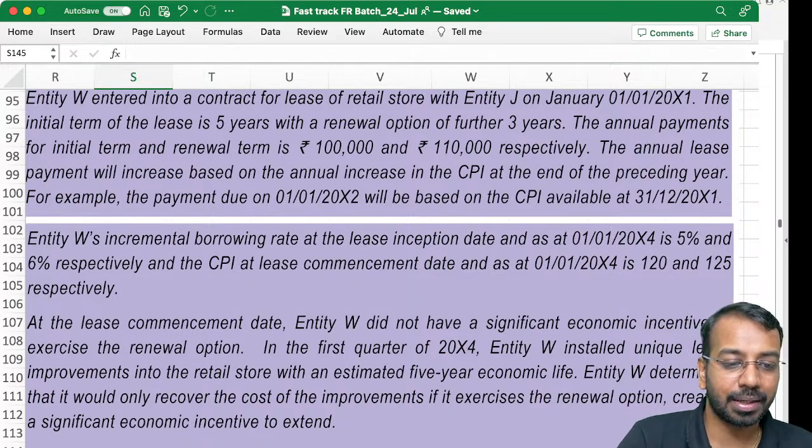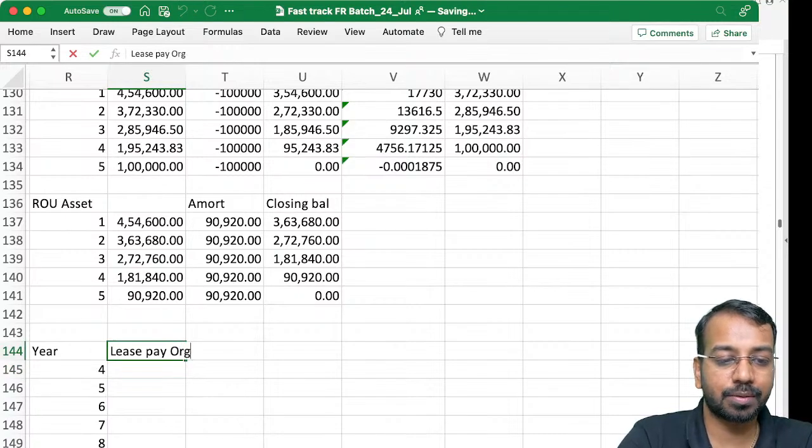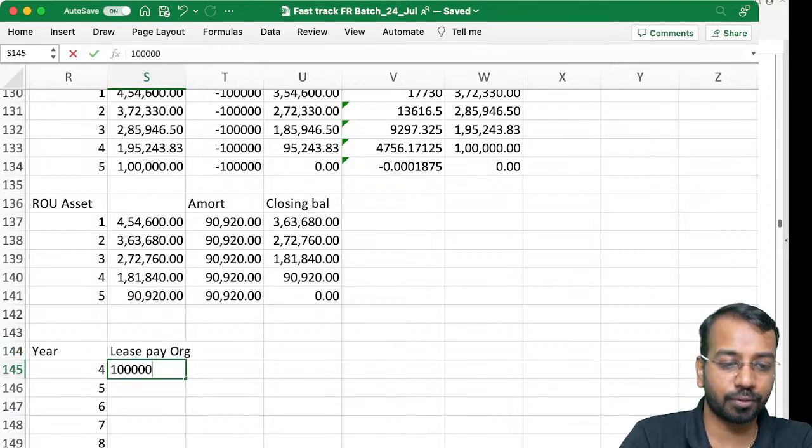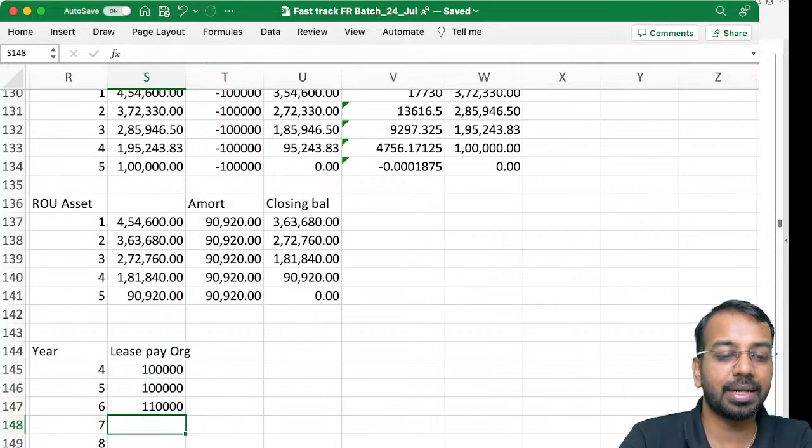Now what has happened here is, the original lease payment is 100,000 for year 1, 100,000 of year 1, what we have initially estimated, and then 110,000 for years 6, 7 and 8.